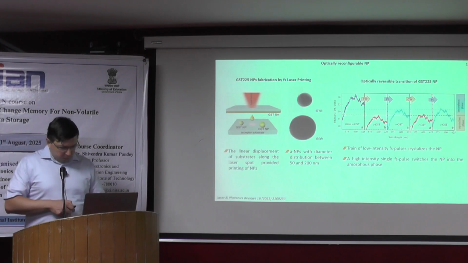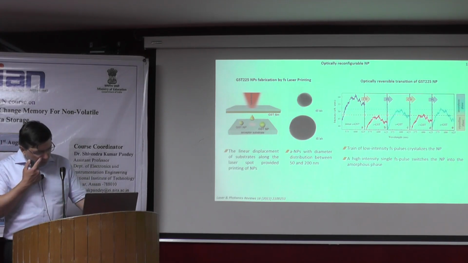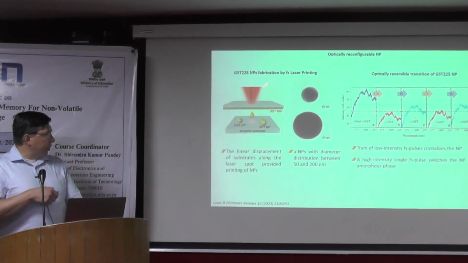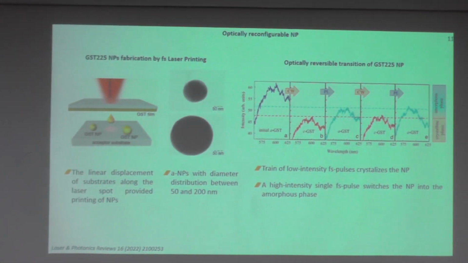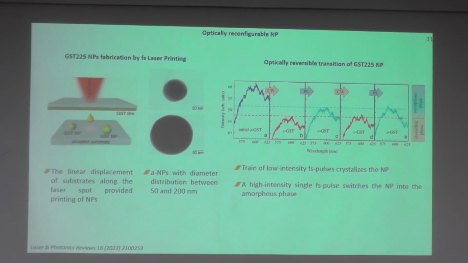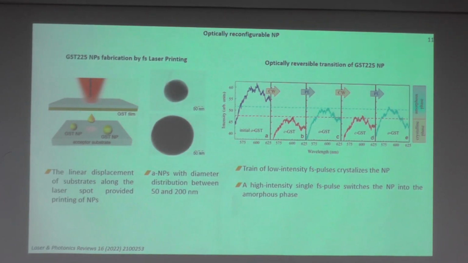So there is also a report on the production of GST nanoparticles by so-called femtosecond laser printing. This is a very interesting method. It's based on a femtosecond laser, and here you have a substrate and thin film, and you irradiate your substrate from the back side, with the thin film on the top side, and then by moving this system, the laser or substrate, you can heat up and produce drops of GST nanoparticles, and then deposit them on the substrate.